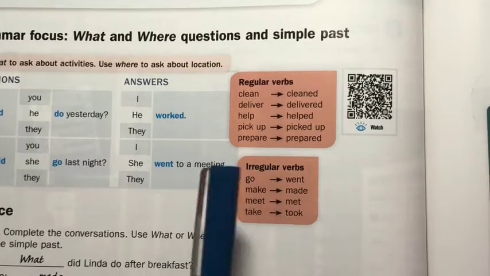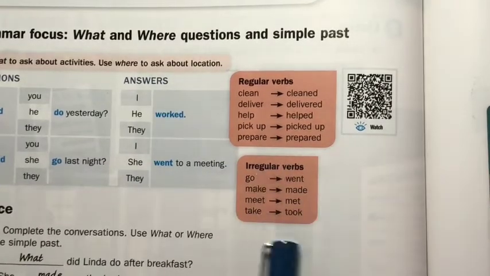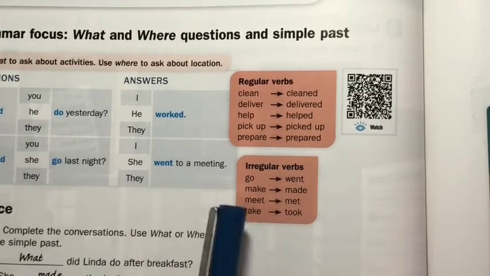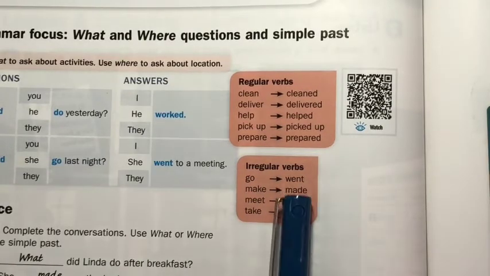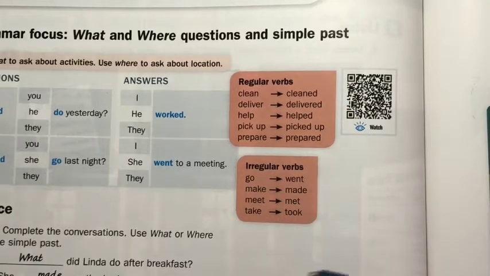The irregular verbs, you should have the paper for this. If you don't have the paper for this, it's on the website. Go, went. Make, made. Meet, met. Take, took.